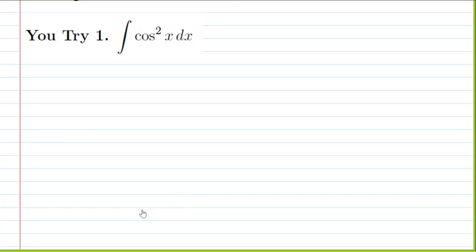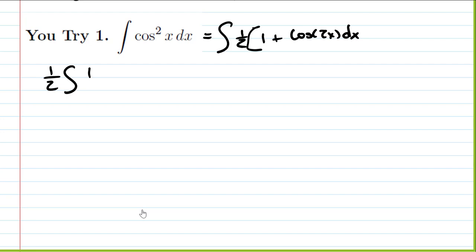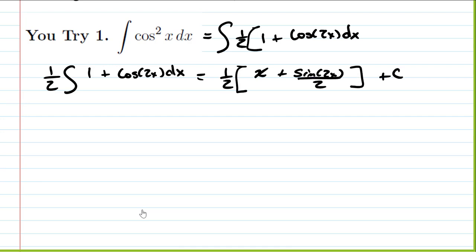And do this. So if we use our identity, the cosine squared of x is going to be 1/2 times 1 plus the cosine of 2x dx. So pulling our 1/2 out in front, we really just need to integrate 1 plus the cosine of 2x dx. That gives us 1/2 times the antiderivative of 1, which is x. The antiderivative of cosine is going to be sine 2x over 2 plus c. So we distribute in, and we get 1/2 x plus sine 2x over 4 plus a constant.